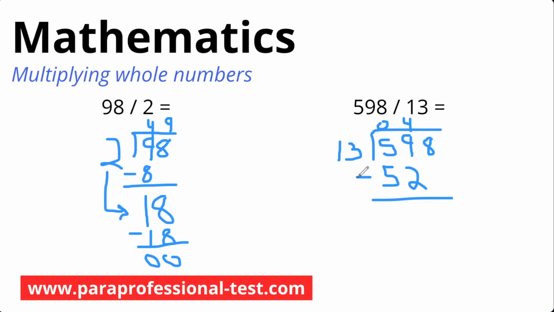Now I draw my subtraction, and 9 minus 2 is 7, and 5 minus 5 is 0. Then the 8 drops down. Now I'm left with 78. And you ask yourself, how many times does 13 go into 78? The answer is a direct 6. So 6 times 13 is 78. But again, just to make sure that I don't have anything remaining, I'm going to write my number as a subtraction, and 78 minus 78 is 0. So we're all good.